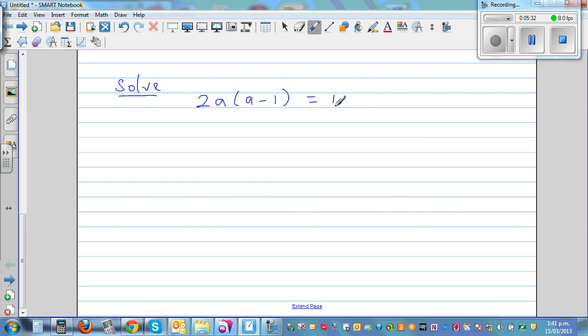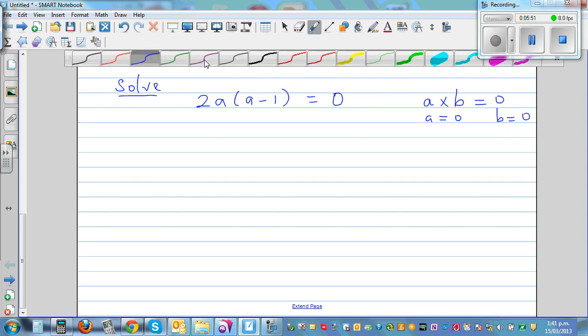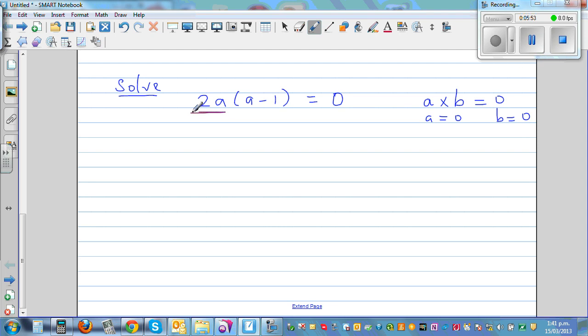Now to solve this, you have to use common sense, or simple knowledge. When you multiply two numbers, if a times b is 0, you can say a is 0 or b is 0, or you can say both of them are 0. So here, we're applying the same principle. So we can say, well, this is 0 or this is 0.